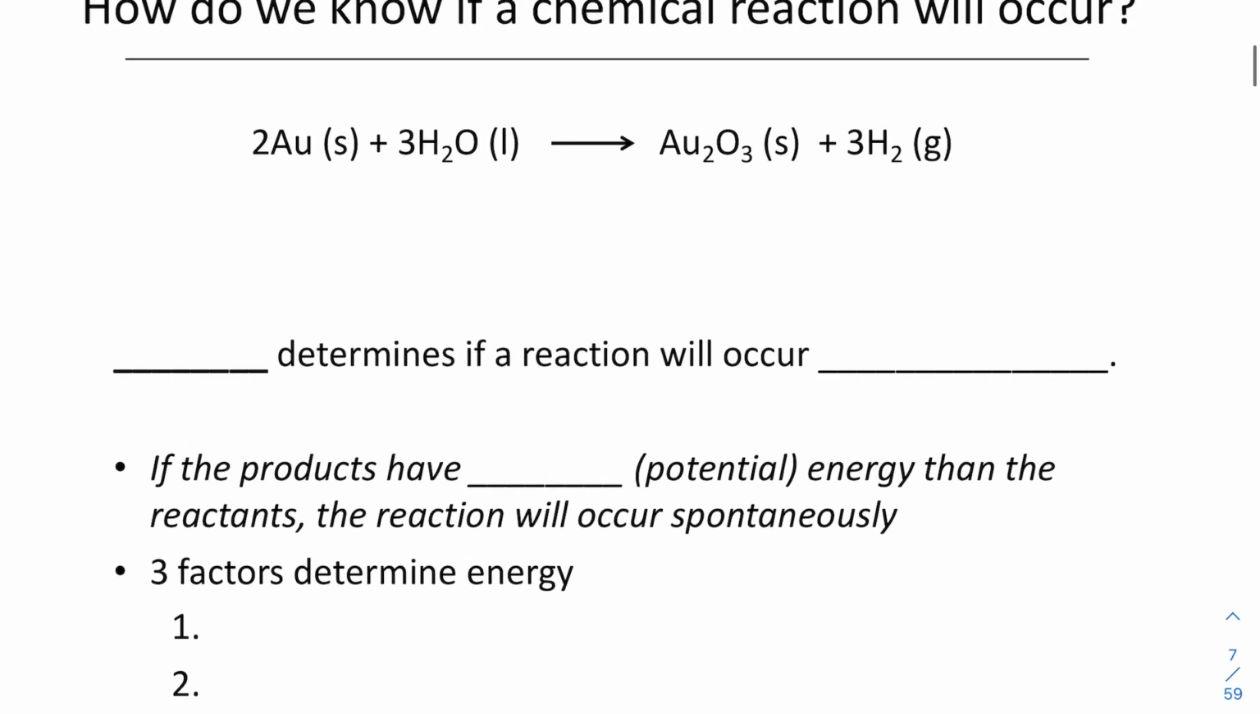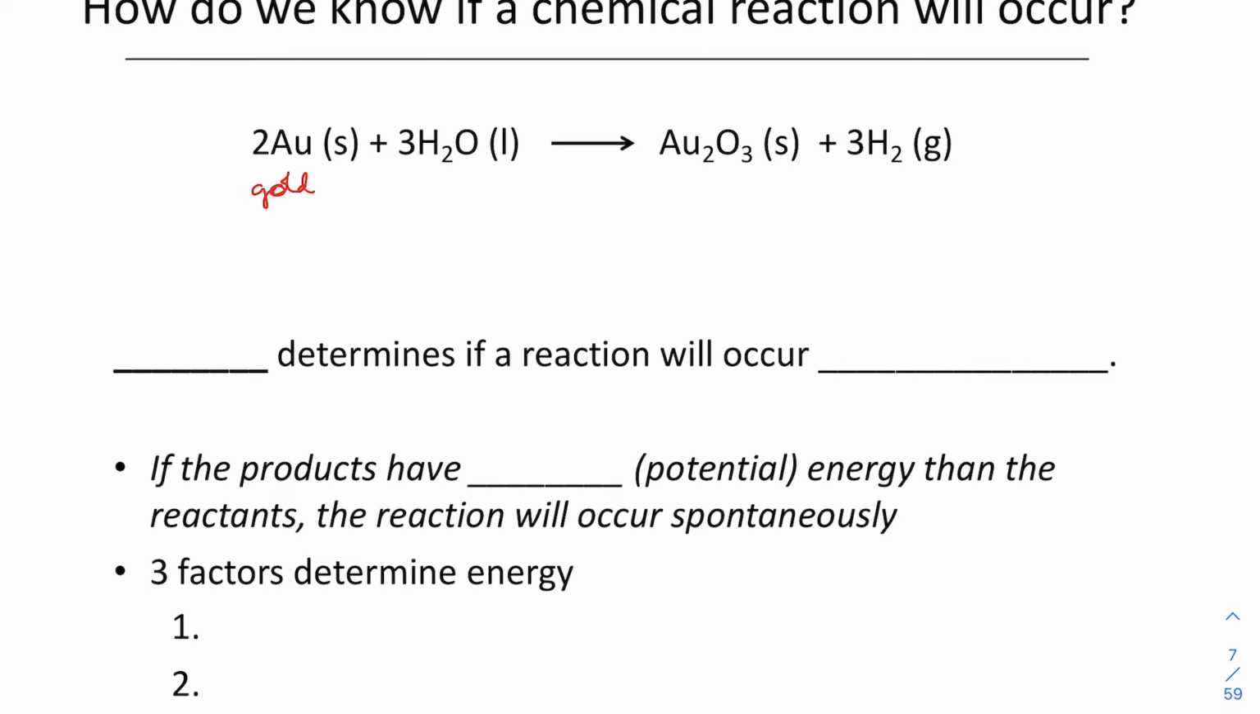All right, so I have this question here. Drink of water. And the question says, how do we know if a chemical reaction will occur? So just because you can write and balance any chemical reaction doesn't mean the reaction's going to happen. For example, look at this one. This is Au, which is gold, plus H2O, water obviously, makes Au2O3, so that is a gold oxide, and it makes hydrogen gas.